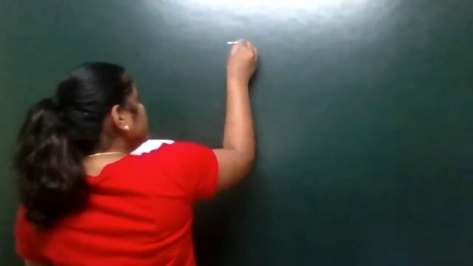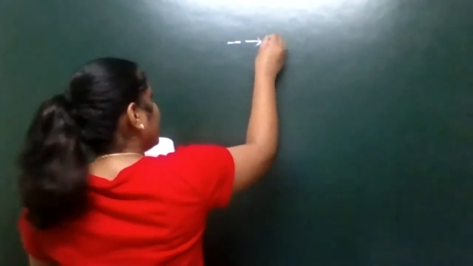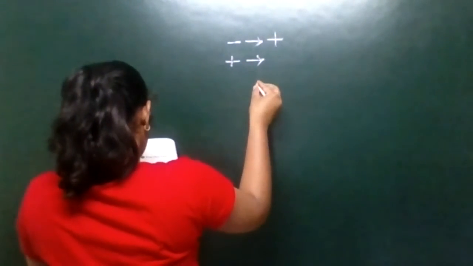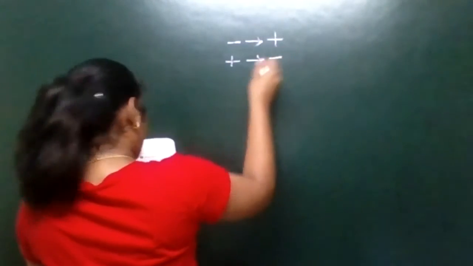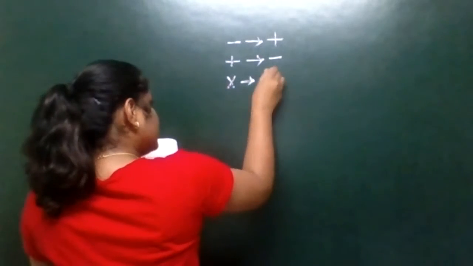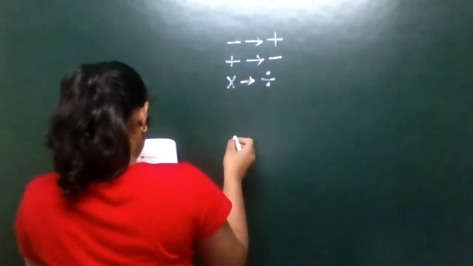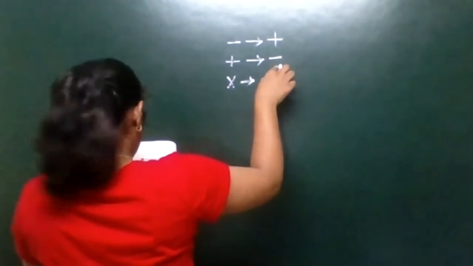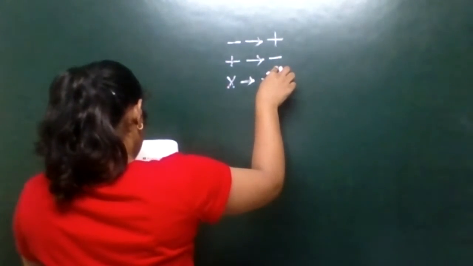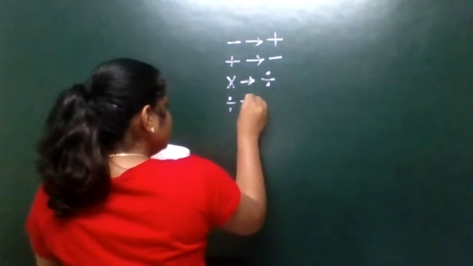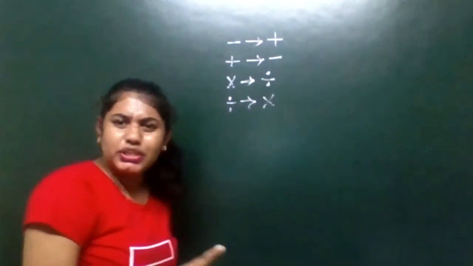Listen to me. Minus means it is addition. And then addition means it is subtraction. Multiplication means it is division. And division denotes multiplication. This you need not remember.